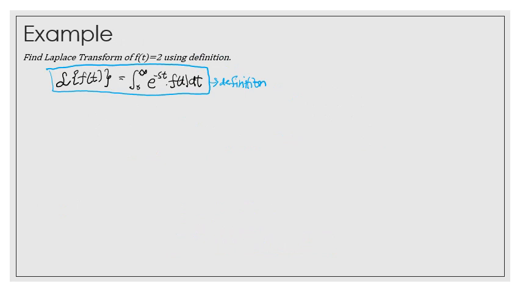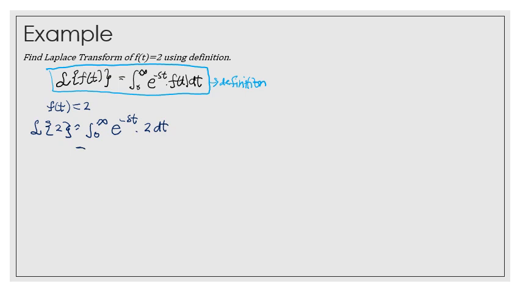Let's go to the example here. Find the Laplace transform of f(t) equal to 2 using the definition. This is the definition here, so we just have to substitute into the formula. First we need to define what f(t) is. In this example, f(t) equal to 2. So we substitute into the integration: 0 to infinity e to the minus st times f(t) equal to 2 dt.